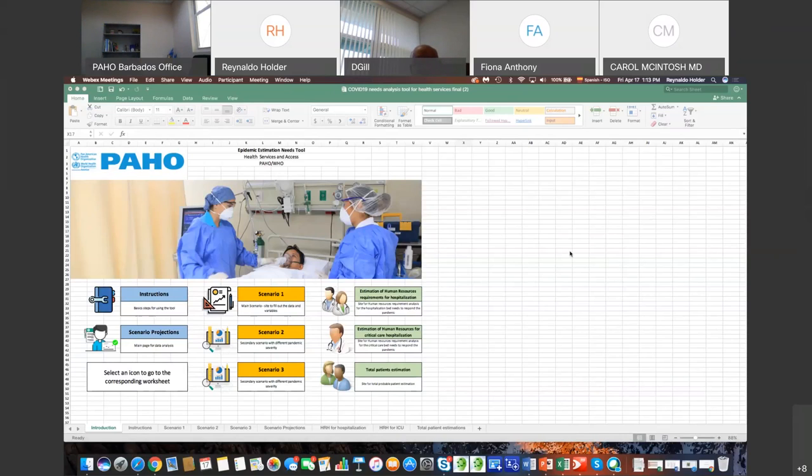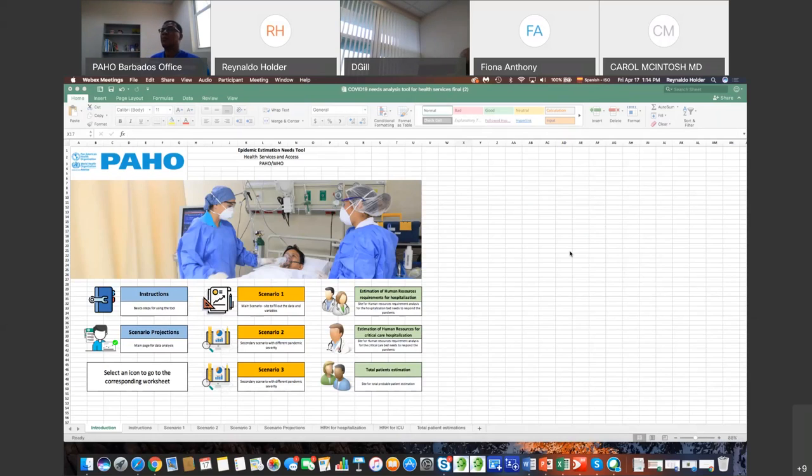This tool was developed with the intention of assisting countries of the Pan American Health Organization, and specifically those units responsible for the response to this emergency, our planning units, in estimating the current bed capacity, to look at the capacity to surge and increase the number of beds available to deal with patients suffering from COVID-19, and also to estimate the human resources requirements that would be needed to expand that capacity.